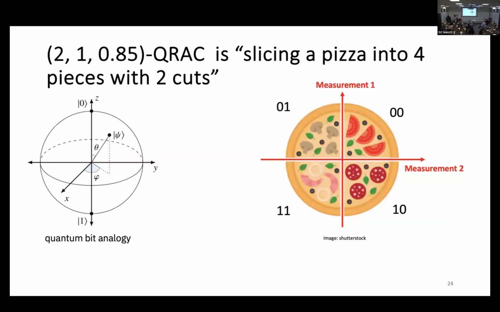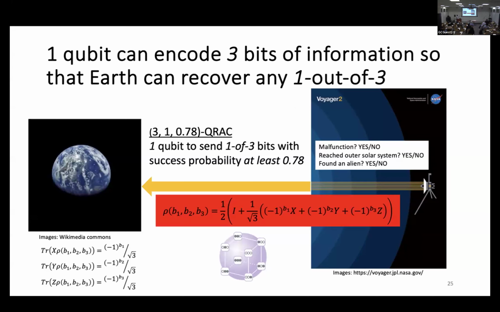And I describe this like a problem of slicing pizza into 4 pieces, because basically there are 4 points, you put each point in a quadrant, and you try to cut the pizza with 2 measurements. Measurement 1 is like taking the first bit, measurement 2 is taking the second bit, and by cutting a pizza 2 times, you get 4 pieces of pizza. That's the idea, actually the proof idea: you can encode 2 variables into 1 qubit with this success probability. And of course, by the same argument, you can also encode 1 out of 3 binary variables into 1 qubit by sending this type of information.